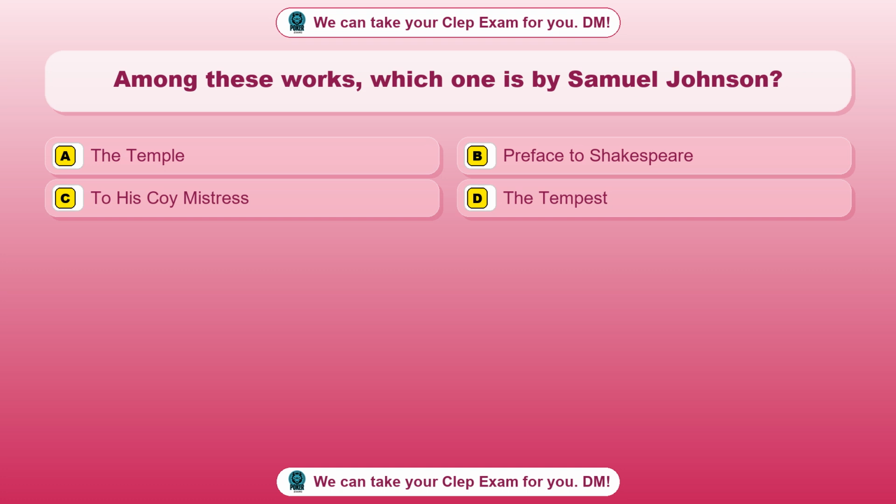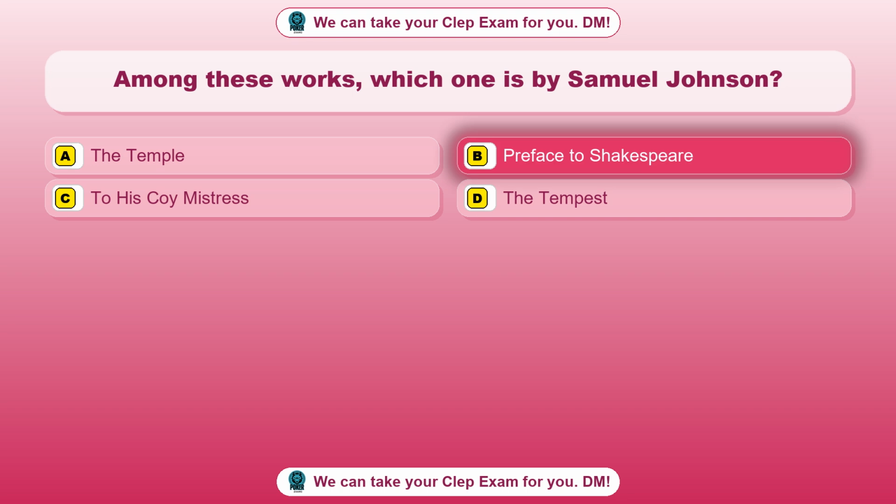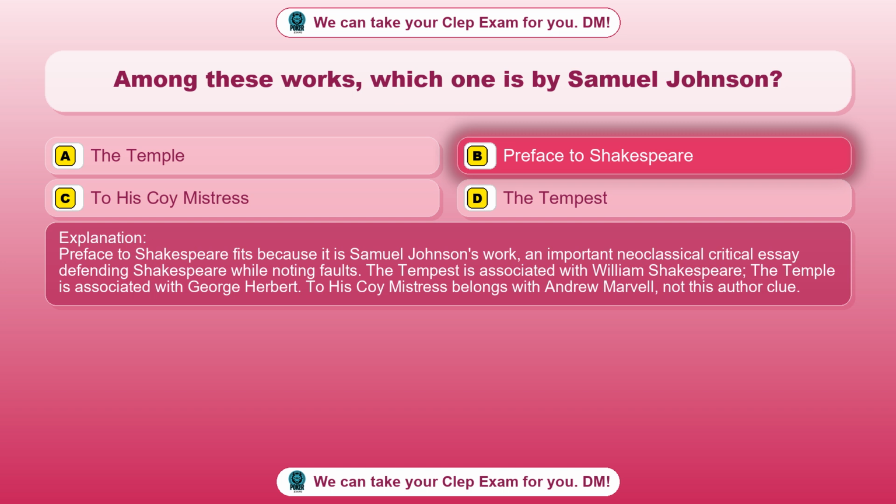Question 97. Among these works, which one is by Samuel Johnson? Option A, The Temple. Option B, Preface to Shakespeare. Option C, To His Coy Mistress. Option D, The Tempest. The correct answer is option B, Preface to Shakespeare. Preface to Shakespeare fits because it is Samuel Johnson's work, an important neoclassical critical essay defending Shakespeare while noting faults. The Tempest is associated with William Shakespeare, The Temple is associated with George Herbert. To His Coy Mistress belongs with Andrew Marvell, not this author clue.